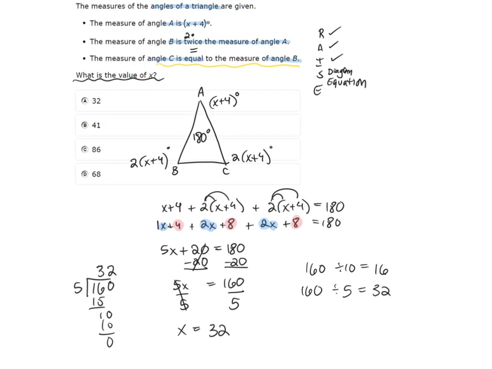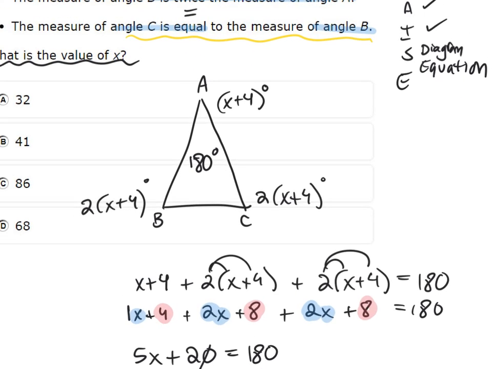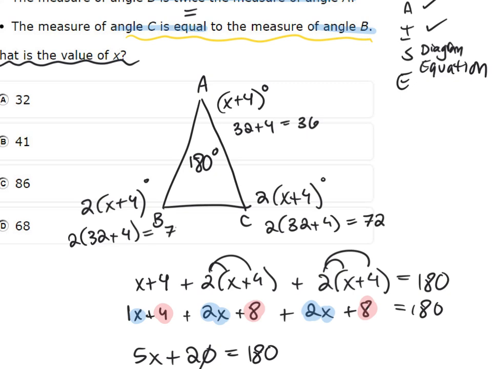And if I wanted to check my work, what I could do here is substitute this in and see if it works. So 32 plus 4. 2 times 32 plus 4. 2 times 32 plus 4. See, everywhere I had an x, I wrote a 32. I could see what this is equal to. This is equal to 36. This is equal to 36 times 2. That's 72. This is equal to 36 times 2. That's 72. And I could add those together, see if I get 180.